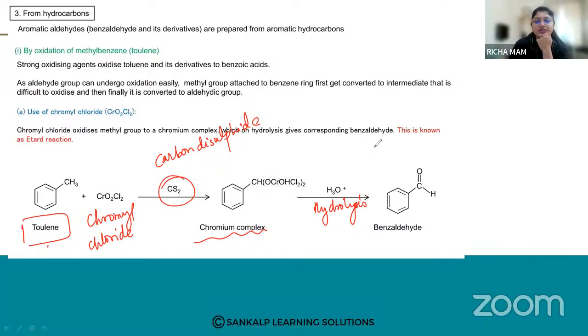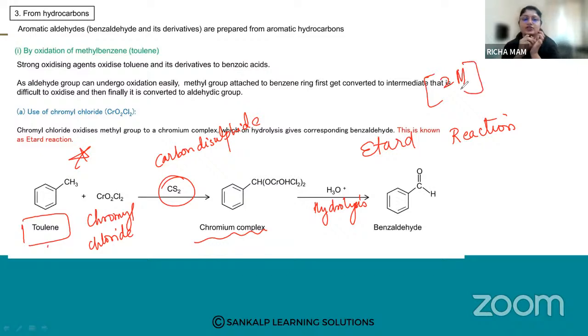This particular name reaction is called the Etard reaction. This is another important name reaction. Mark this as important. For 2 marks, explain the Etard reaction. The Etard reaction is done only on methyl benzene. We take toluene and treat it with chromyl chloride in the presence of carbon disulfide to give a chromium complex. This chromium complex undergoes hydrolysis to give benzaldehyde.